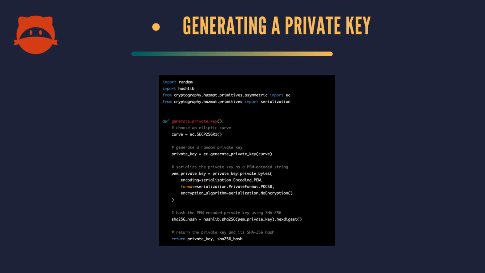We first import the necessary modules: random for generating random numbers, hashlib for hashing the private key, and cryptography for working with ECC. The generate_private_key function uses the EC module to choose an elliptic curve. In this example, we use the widely used SECP256R1 curve, generate a random private key using that curve, serialize the private key as a PEM-encoded string, and hash the PEM-encoded private key using SHA-256. Finally, the function returns both the private key object and its SHA-256 hash.